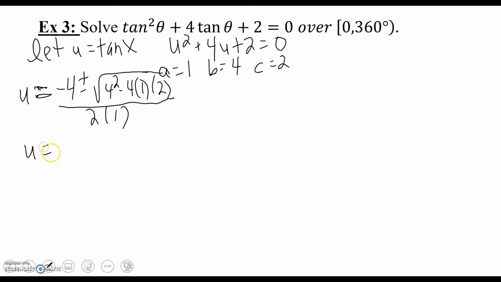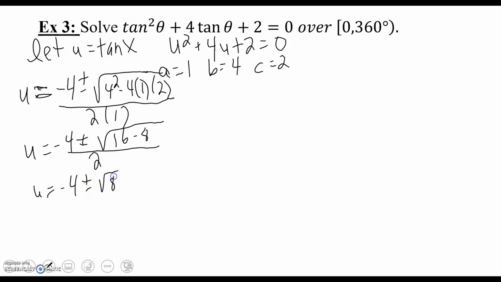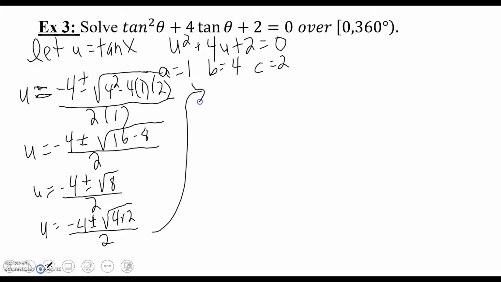And so then once you plug that in, the rest will be just reducing that. So you would get negative 4 plus or minus the square root of 16 minus 8 all over 2. So that would be negative 4 plus or minus the square root of 8 all over 2. Well, the square root of 8 is the same as the square root of 4 times 2, which makes the square root of 4 able to be pulled out. And so if you pull out that square root of 4, then you get negative 4 plus or minus 2 square roots of 2 all over 2.